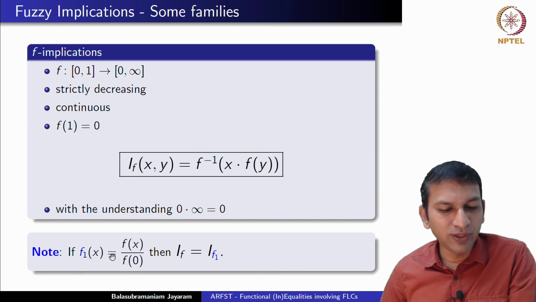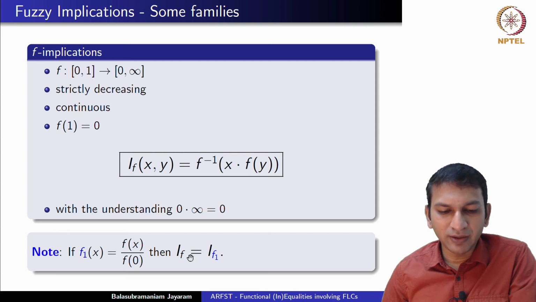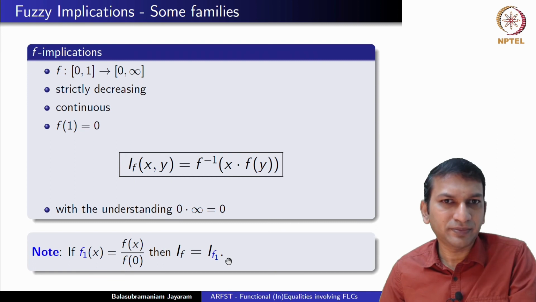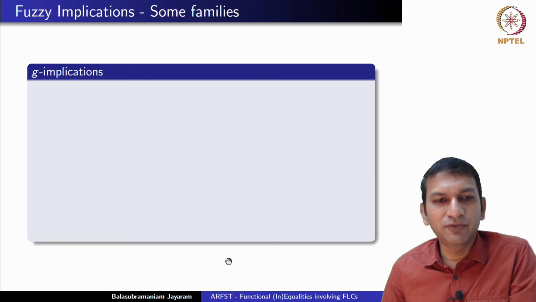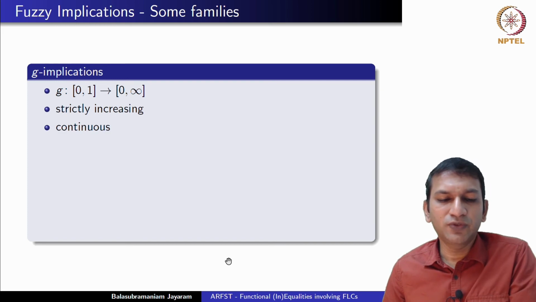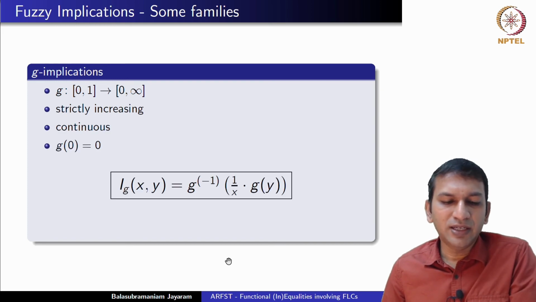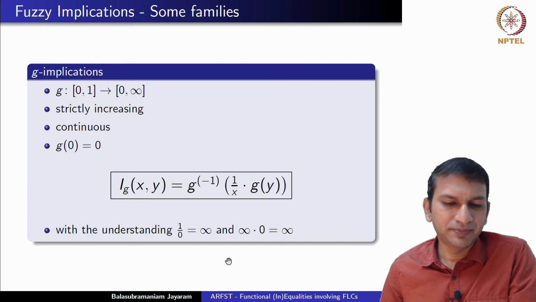Either way, when f of 0 is finite, then instead of considering the f, you could also consider f1, which is the normed generator. So essentially it normalizes the range codomain to 0 1, because now f of 0 is finite. And we have also seen that whether you generate the f implication from f1 or f, both are essentially the same. Similarly, we have seen G implications, which are obtained from the continuous additive generators of T conorms. So here G is a strictly increasing continuous function with G of 0 is 0, and the corresponding implication, the G implication, is given by this formula, and we're taking this convention.